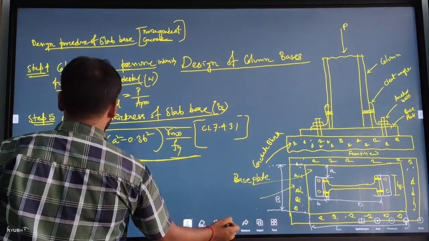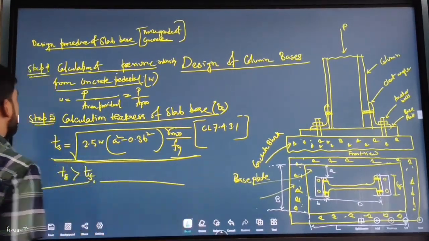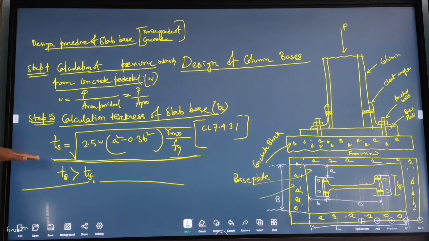So these are the steps. So from step 5 we can easily calculate the thickness of the slab base.